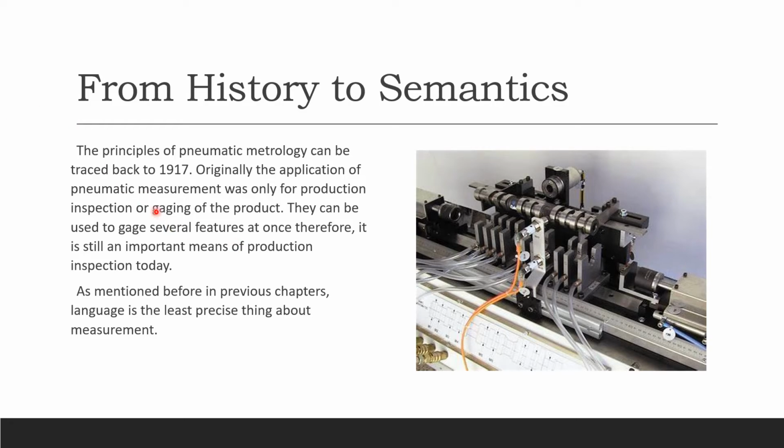So the history goes all the way back to 1917. Originally, the application of this measurement was only for production inspection, or gauging of the product. But they can be used to gauge several features at once. So therefore it's still an important means for production inspection today. As mentioned before in previous chapters, language is again the least precise thing about the measurement.